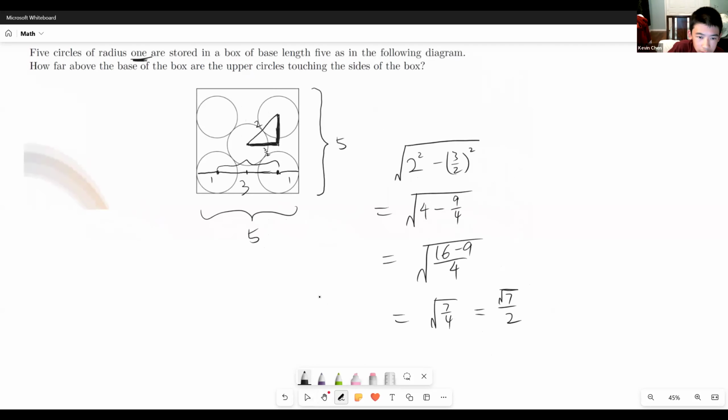So now we're basically done with the problem because, again, we want to find this distance, right? Yeah, we want to find that distance. So now, oh yeah, so basically this is 3 over 2.